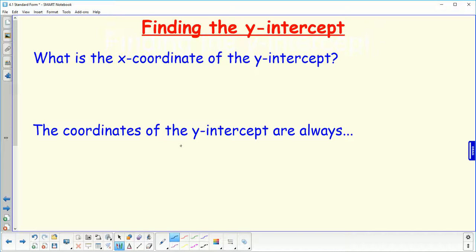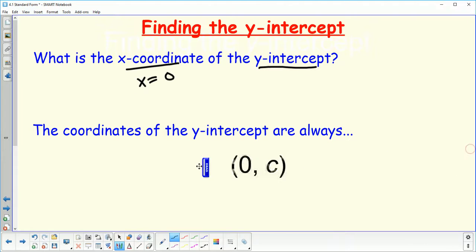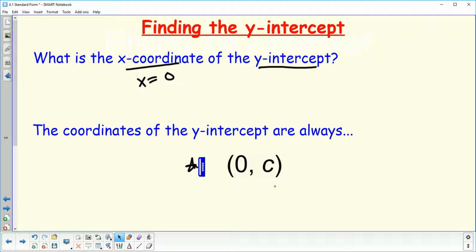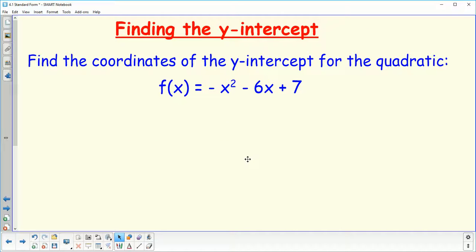The next piece is going to be our y-intercept, and if you remember back to the first 3 chapters, anytime we talked about the y-intercept, our x-coordinate was always 0. Which means if we were to take 0 and plug it in to figure out our y, the coordinates for the y-intercept, without actually even doing any work, are always, always, always going to be 0, c. So this gives us our y-intercept. Now we have found our vertex and we found our y-intercept. Let's do one more example here. We always know our y-intercept is going to be 0, and then our c value here is 7. So the y-intercept for that is 0, 7.